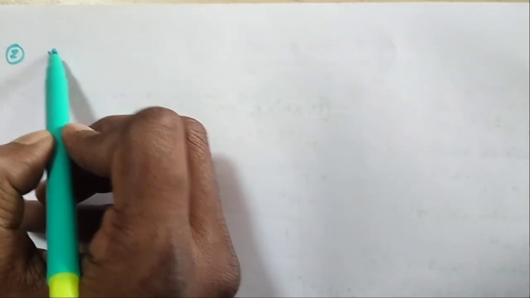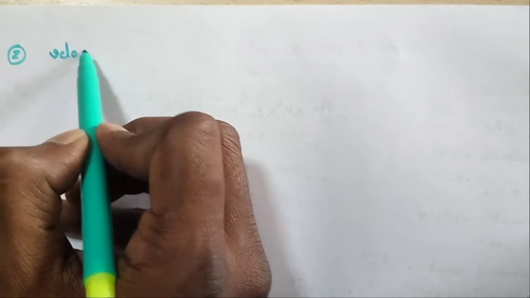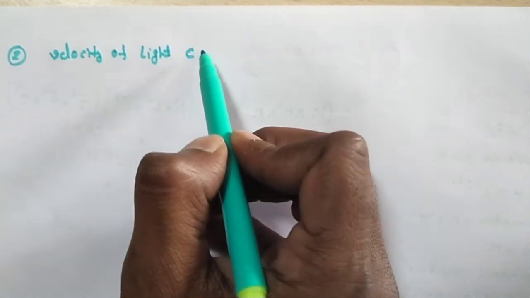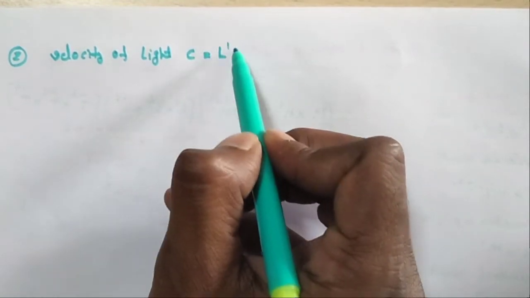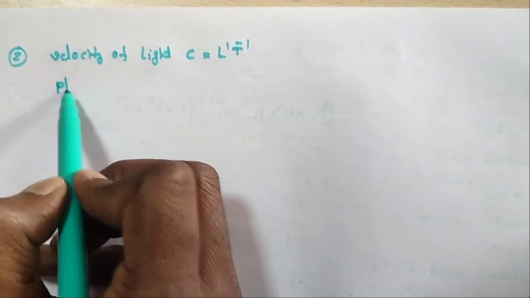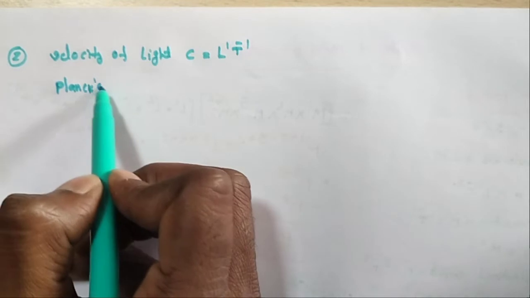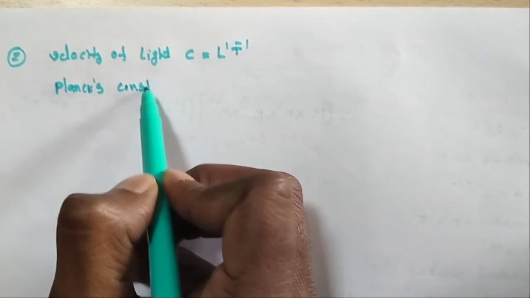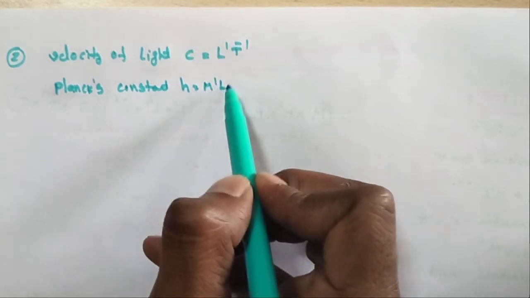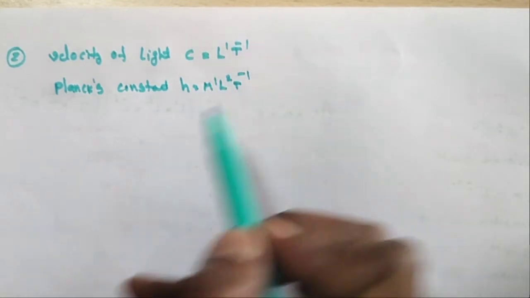Some velocity of light is given. Velocity of light, so that is c. What is the dimensional formula? L1 T power minus 1. And the second one, Planck constant is given. What is the dimensional formula of the Planck constant? Small h is equal to M1 L square T power minus 1.